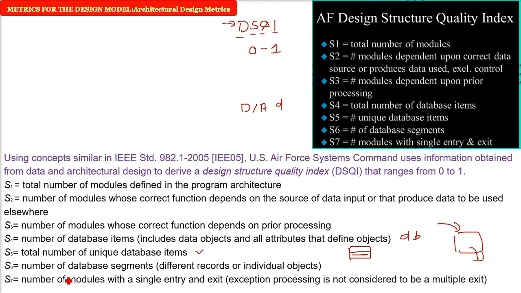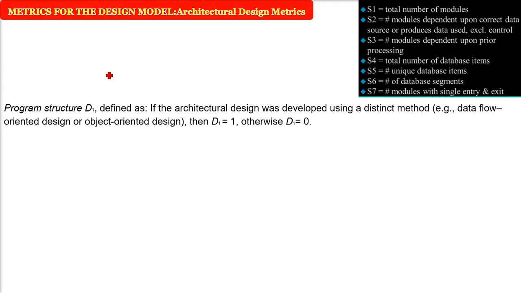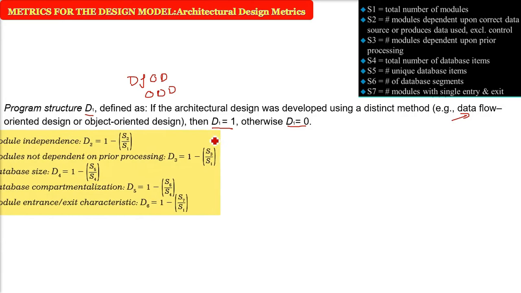How do we compute it? Before that, we have to compute D1 to D6. What is this D1 to D6? D1 is the program structure. How do you define it? D1 is: if the architectural design was developed using a certain distinct method, like data flow oriented design or object oriented design, then D1 will be 1. Otherwise, we'll put D1 as 0. So this is a specific value. It can be 0 or 1. This is D1. As I said, we have to go from D1 to D6.